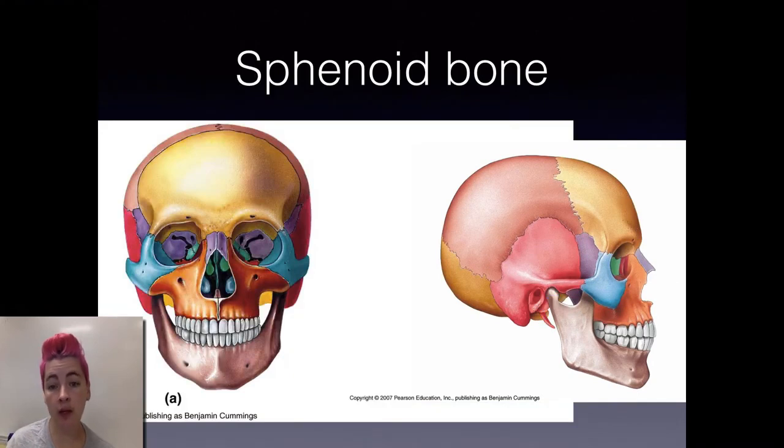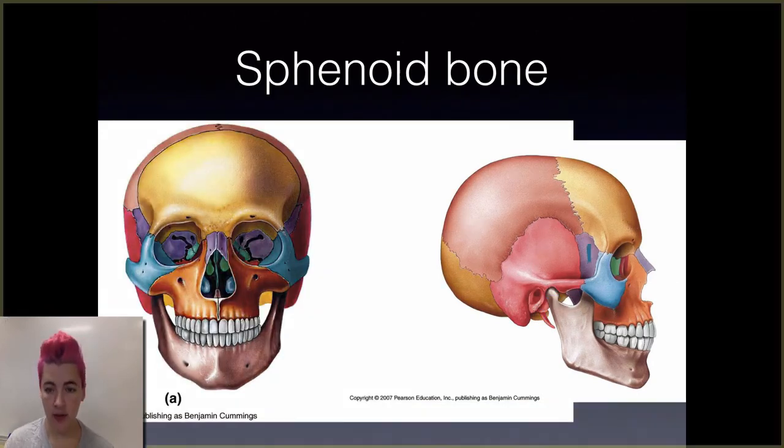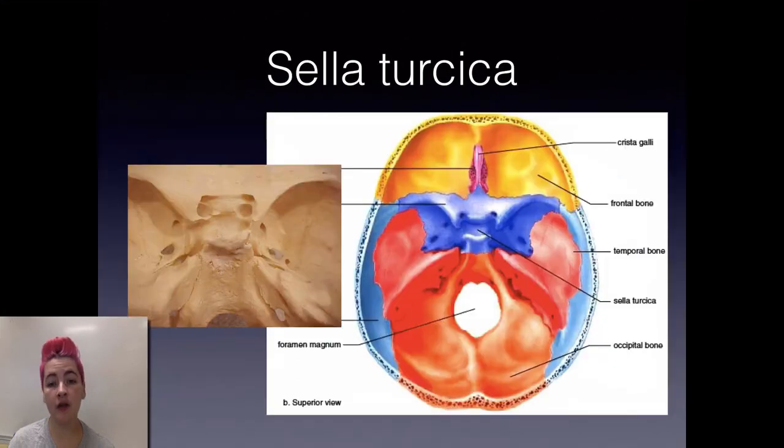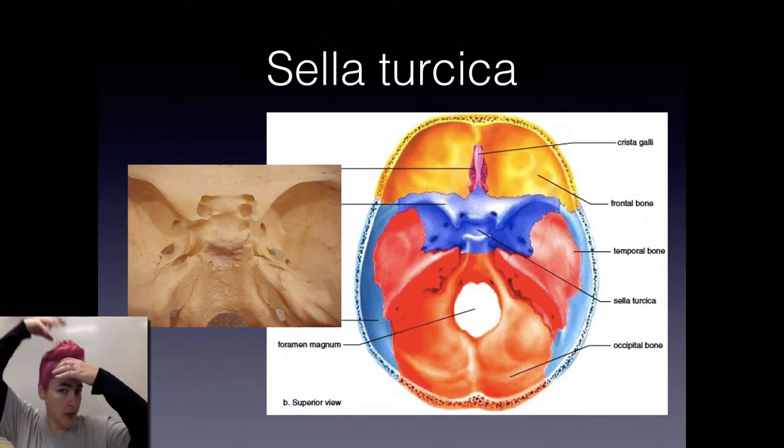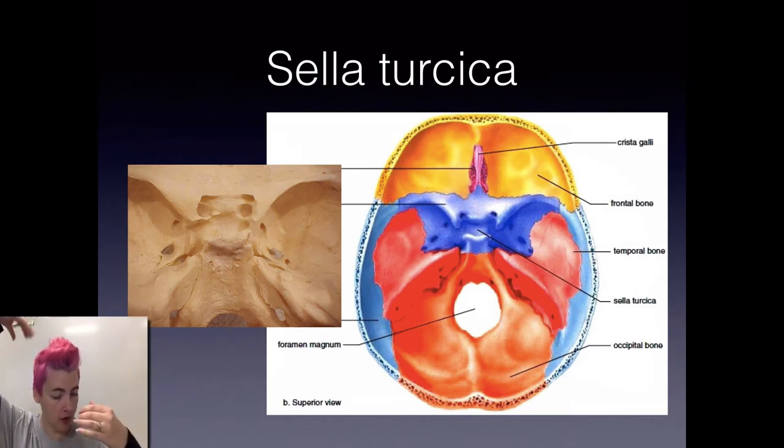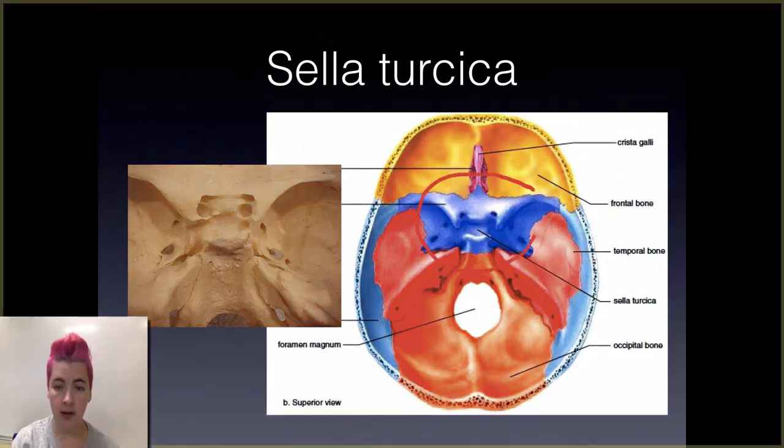The sphenoid bone, and again those sphenoidal sinuses are within this bone, is here. When looking from the front view, it's here, the purple. On the sphenoid bone, there's a process that we need to know. It's called the sella turcica. This view is as if you took the top of your head off and took your brain out and looking down in at the skull that way. The sella turcica is this here.